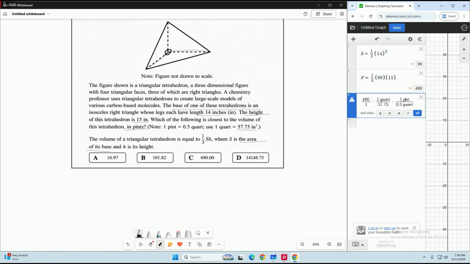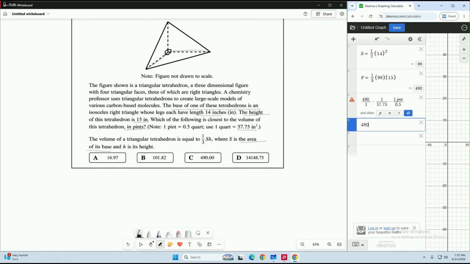PNT, that's pint. So quart and quart will cancel because one is in the numerator, one's in the denominator, and I'm left with my unit as pints. Once you're here, you have to multiply everything in the numerator and divide by everything in the denominator.